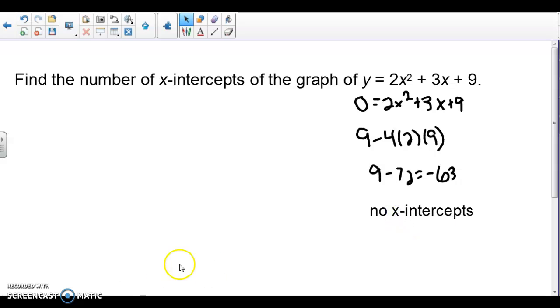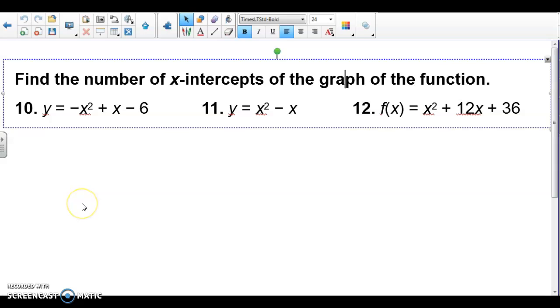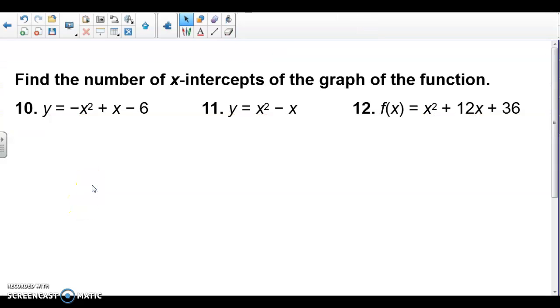All right, so we're just going to try a few examples with this. So try these 3 out. When you're ready, pause the screen, and when you hit play again, I will have the answers up there and you can review them. And if you have any questions, please write them down on the Google Doc.